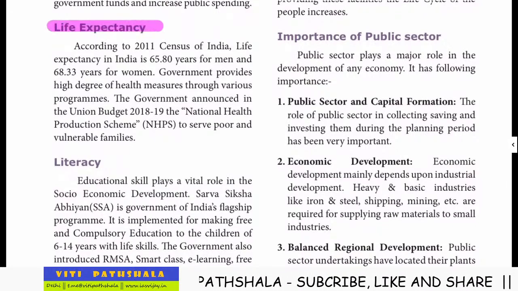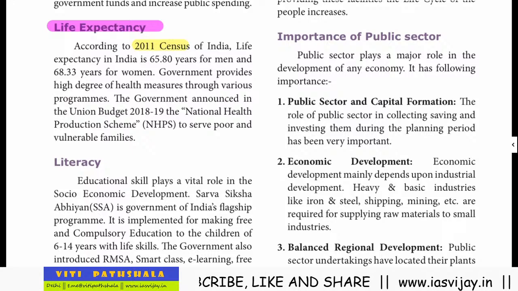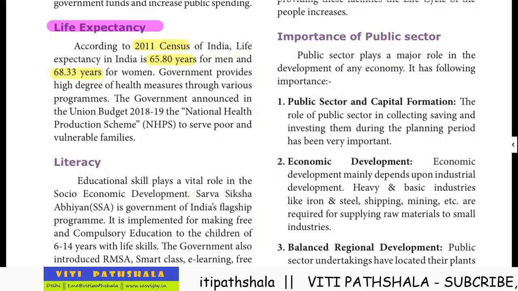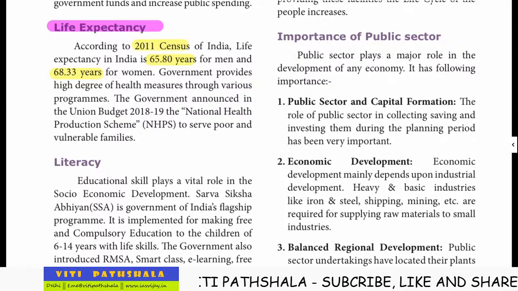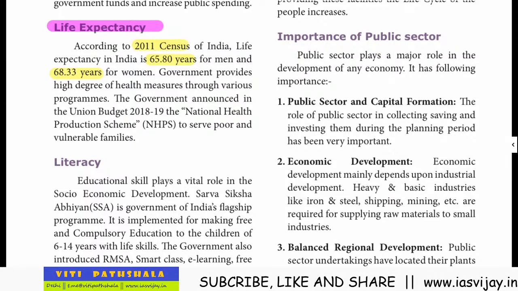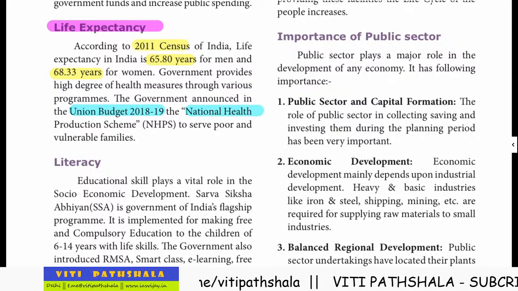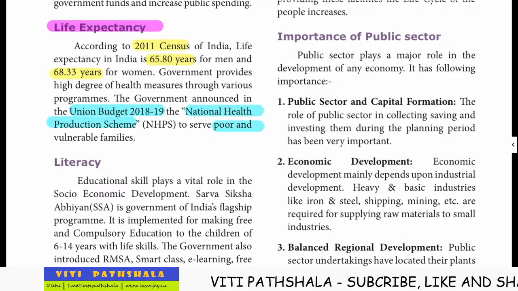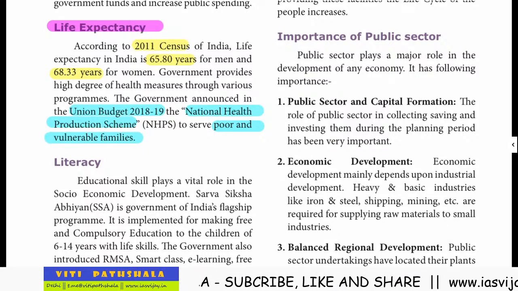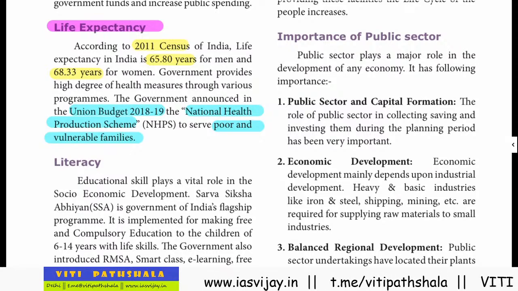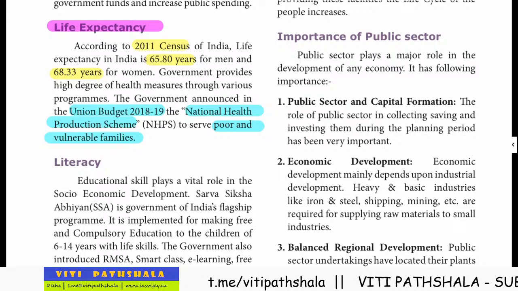Now, life expectancy, according to the 2011 census of the India, life expectancy in the India is 65.80 years for the men and the 68.33 years for the women. Now, the government provides a high degree of the health measures through the various program. Now, the government announced in the union budget of the 2018-19 the National Health Protection Scheme to serve the poor and the vulnerable families. Now, this topic which I am doing is for your mains perspective. These datas you can quote in your exam, as these are the recent data, so they can help you in your exam.